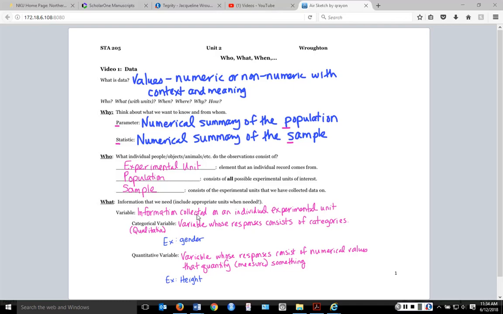All right, another example might be age. Where do you think age would fall? Well, again, age is a number. It does actually quantify. So if one person is 25 and someone else is 30, I know that that person is 5 years older than the other person.